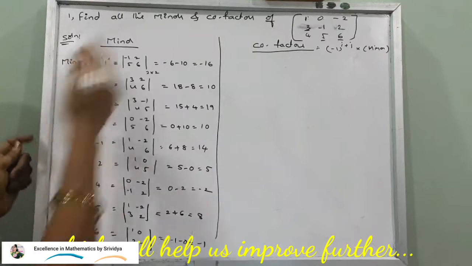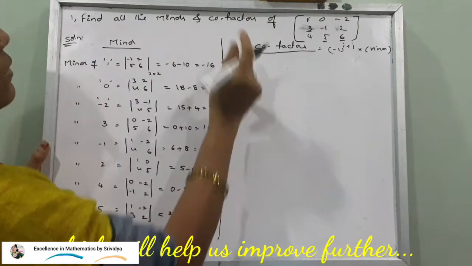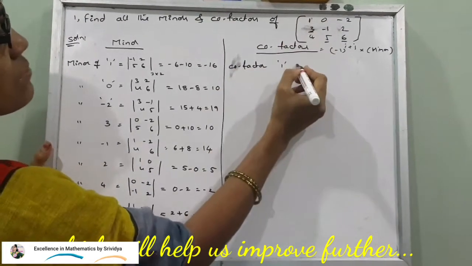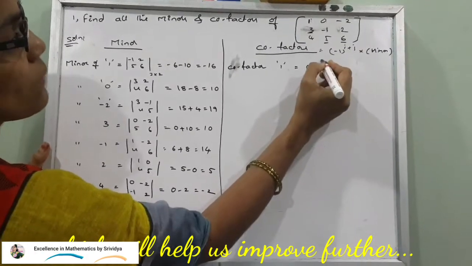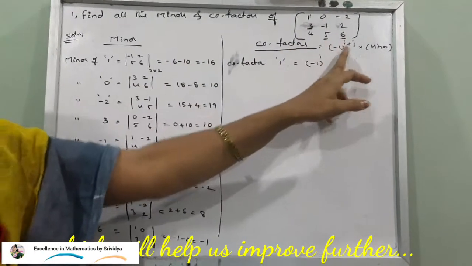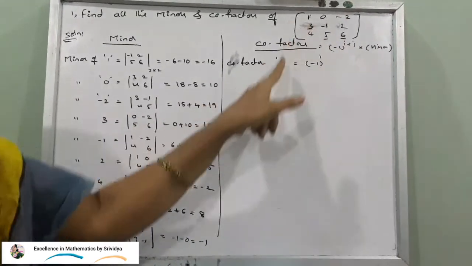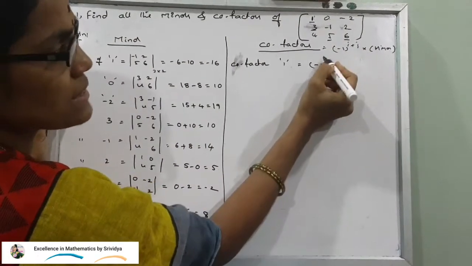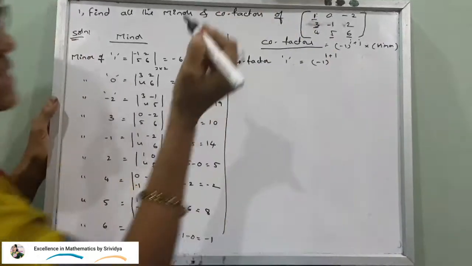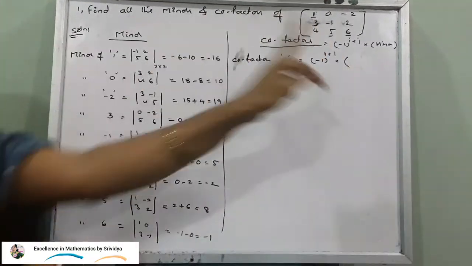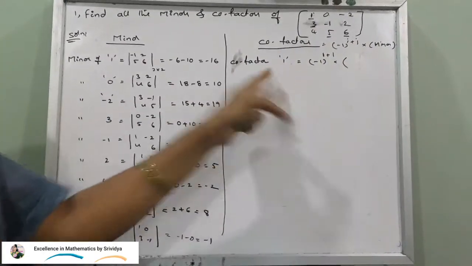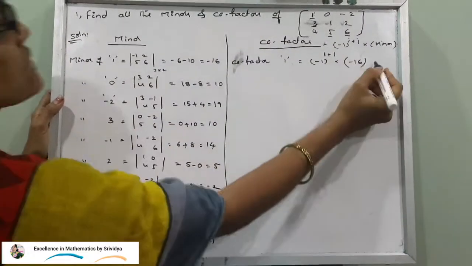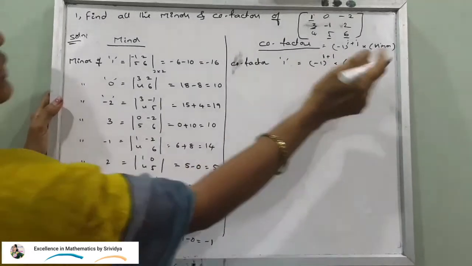Now the cofactors. First element: the cofactor of the first element 1 is, by the formula, minus 1 whole power i plus j, where i represents rows and j represents columns. Here 1 is in the first row, first column, so i is equal to 1 and j is equal to 1, times the minor of that element. The minor of 1 is minus 16, which is equal to minus 1 whole square, which is plus 1, into minus 16, so minus 16.